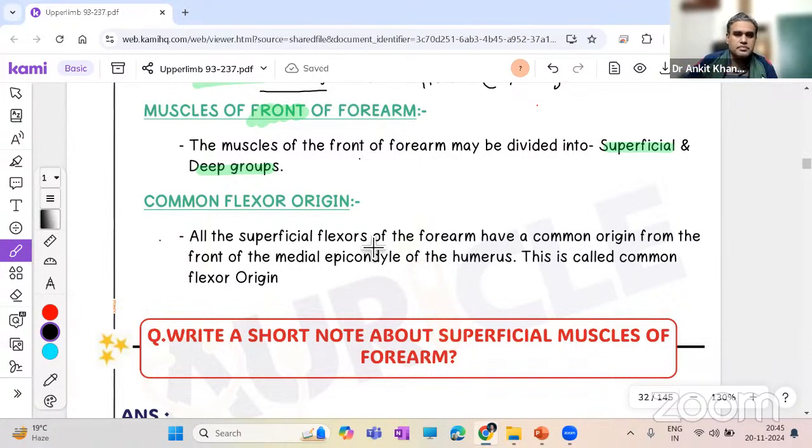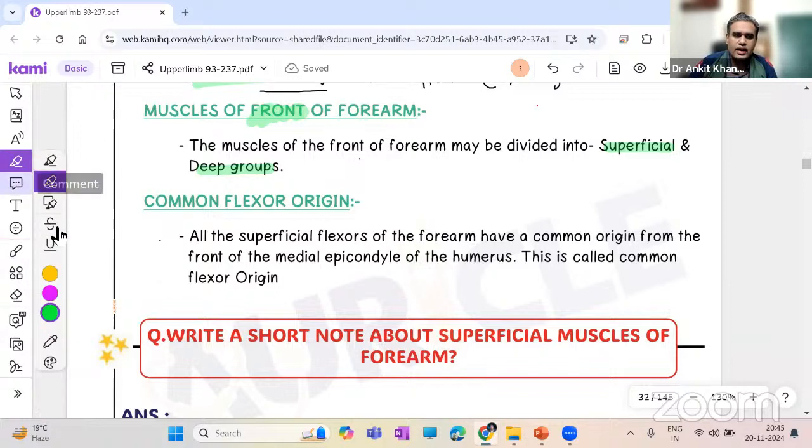So we know that. Just do it on your own hand and you'll realize it. So we have seen that common origin from the medial epicondyle. This is called the common flexor origin. As simple as that. And there are obviously multiple applied aspects to it as well.